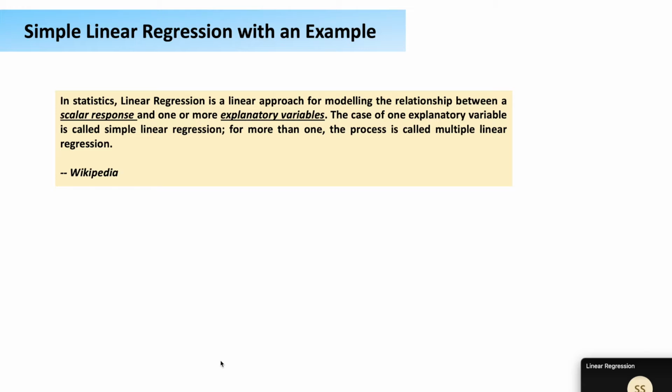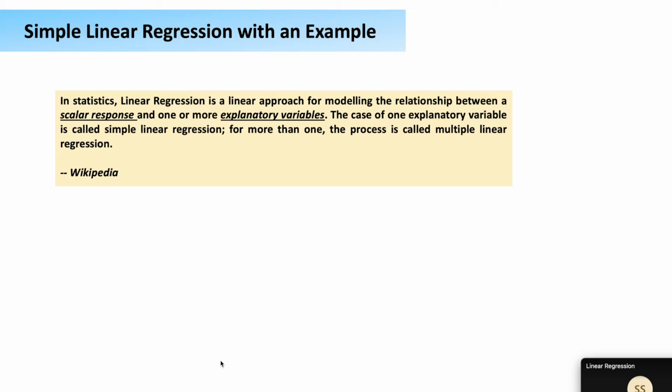So the response is denoted as the y feature, and the one explanatory variable for simple linear regression is, say, the x feature. The scalar response is also termed the target variable, and explanatory variables are sometimes termed predictor variables or independent variables as well. So in case of multiple linear regression, you still have one scalar response variable because that number doesn't change. But in terms of explanatory, independent or predictor variables, you have multiple of them.